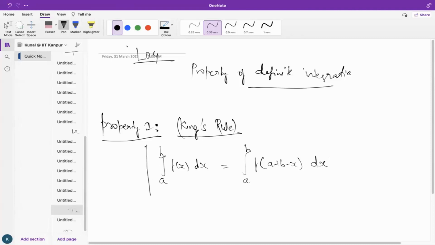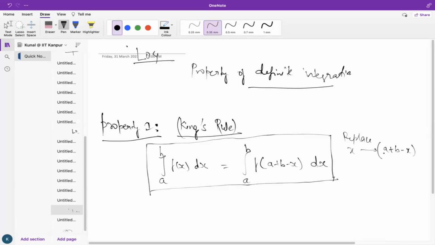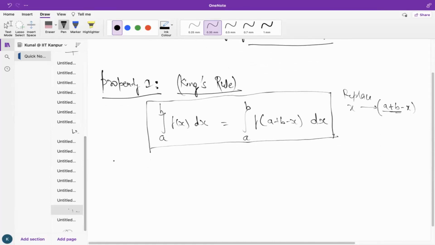What does it actually explain? If we integrate a function f(x) dx from a to b, this is the same as integrating this function by replacing x by a plus b minus x. And a and b are the upper and the lower limit of the given integral. We can also write its second case: let us suppose a is equal to 0 and b is equal to a.